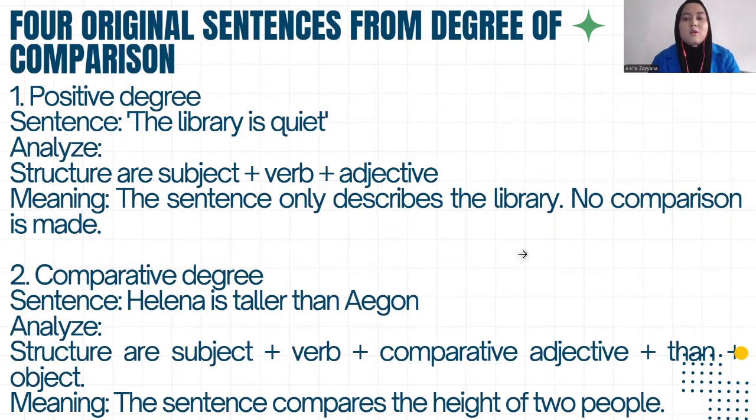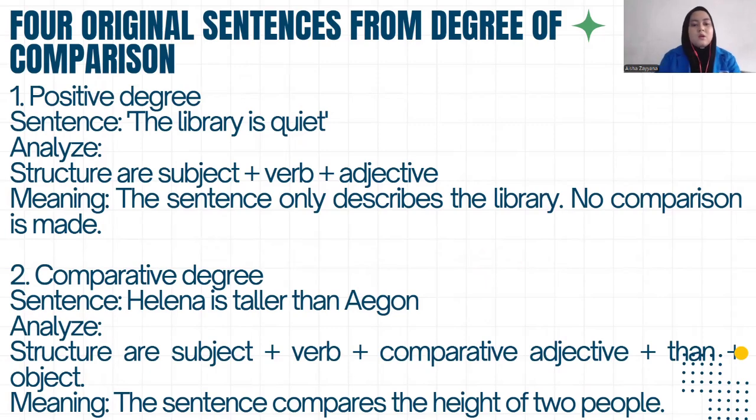And this is for original sentences from degrees of comparison. Number one, for positive degree, the sentence is, the library is quiet, and we can analyze it. The structure is subject plus verb plus adjective. The meaning is the sentence only describes the library, no comparison is made.